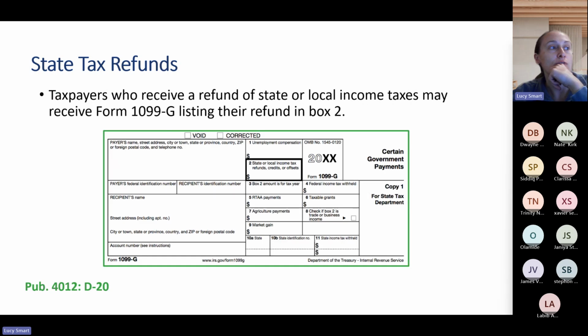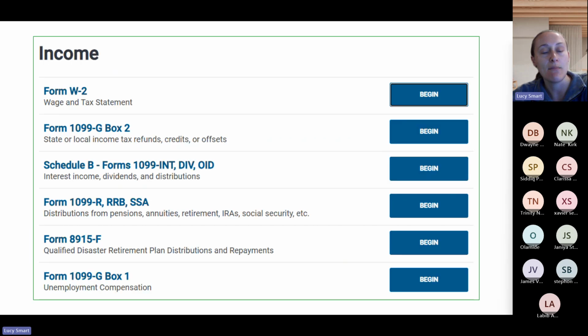So if they bring in this form, the 1099-G with an amount in box 2, and we learned that they did not itemize in the prior year, that's it. It doesn't need to be reported. We just totally leave it off. But if they did itemize in the prior year, we do need to include that income in TaxSlayer because it's partially taxed on the return.